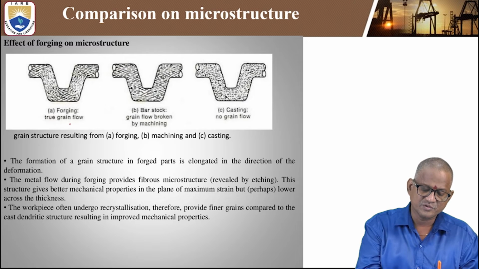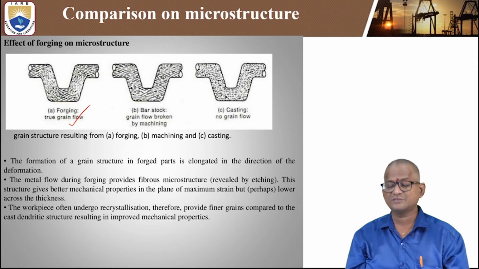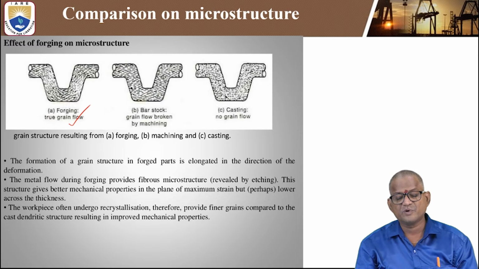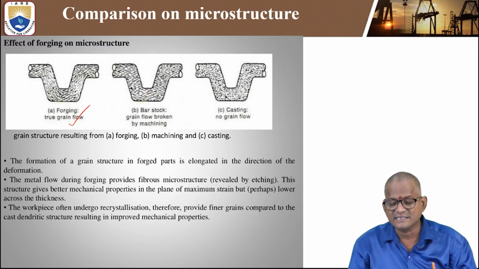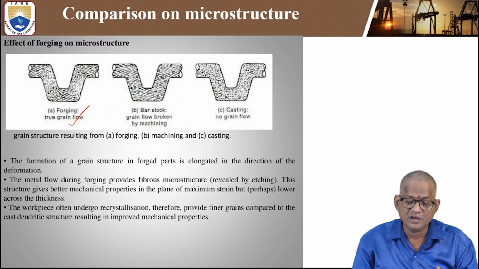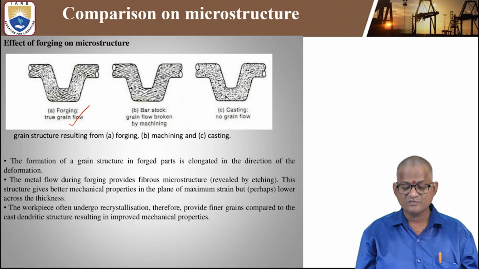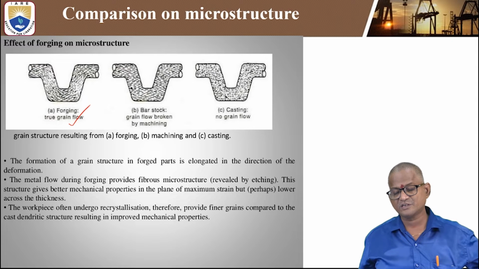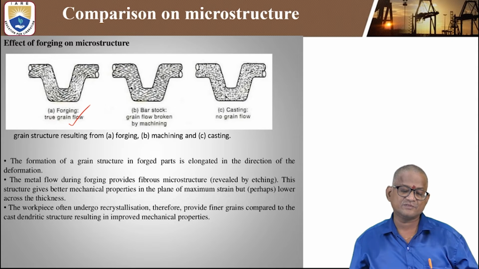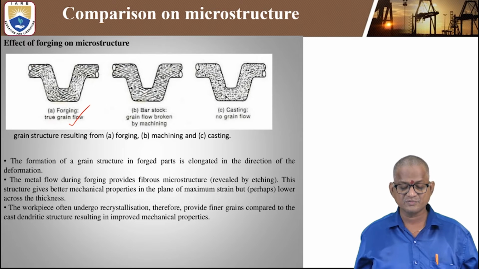The first and foremost is forging, which we discussed last month. Apart from that, in bar stock and casting, no grain flow will occur in the casting process. And also the bar stock grain flow is broken by the machining. Okay. So this is the comparison of the microstructure in any organization.